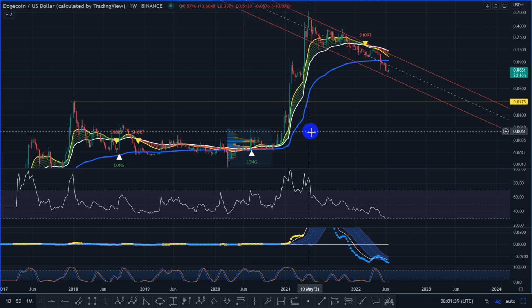Hello everyone, it's Dream Trades here back with you again, and today we are looking at another altcoin, which is Dogecoin, and we are at the 1 week time frame on Binance. Okay, now let's look at the chart.